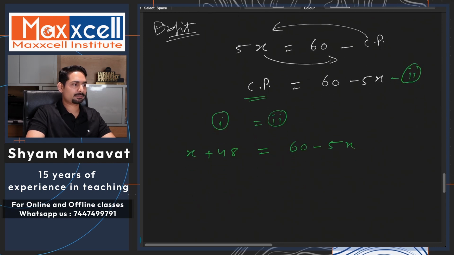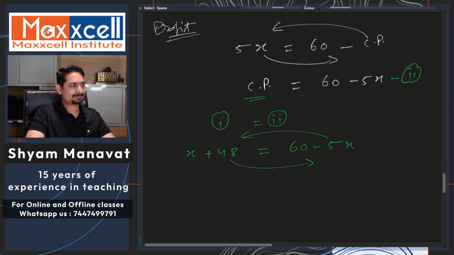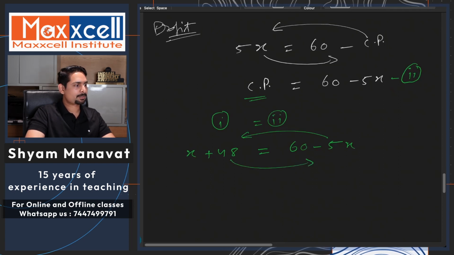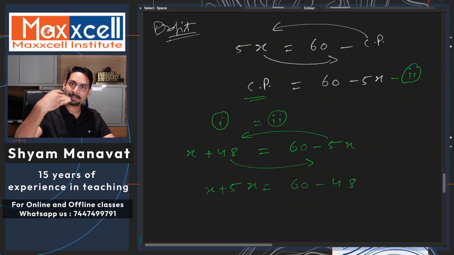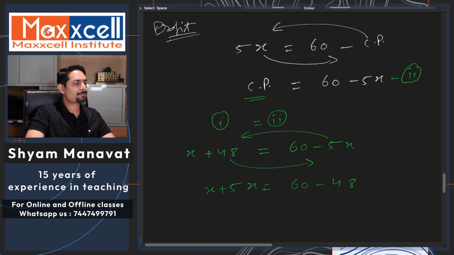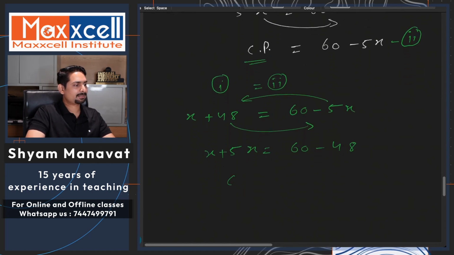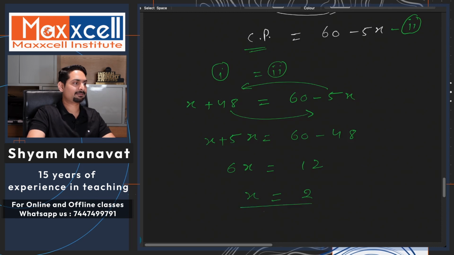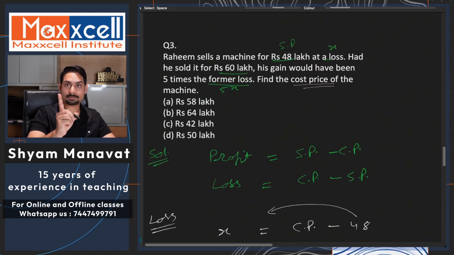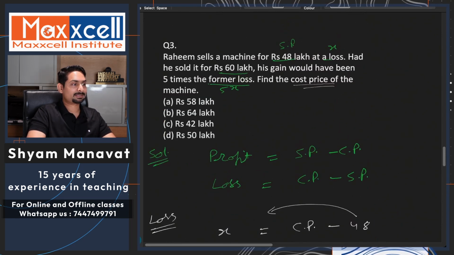Okay, let me take the variable to the same side, numbers to the other side. So x plus, it will go positive, right? So x plus 5x, and here I will have 60 minus 48. The positive will become negative if you change the side. This is 6x and this is 12. The difference is 12. X will give you equal to 2. What is x? X we have assumed to be loss. That's not the answer. Question said find the cost price.